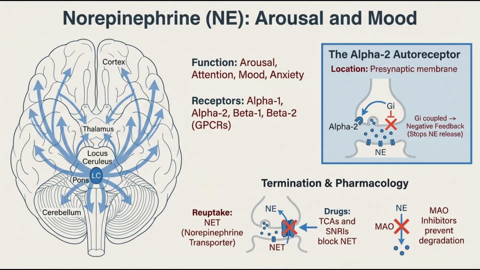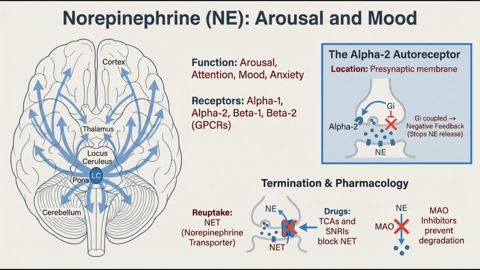And for termination, reuptake again? Reuptake via the norepinephrine transporter, or NET. This is the primary target of the older tricyclic antidepressants, or TCAs, and the more modern SNRIs, like venlafaxine or duloxetine. They block the reuptake, keeping NE active in the cleft to treat depression and also neuropathic pain.